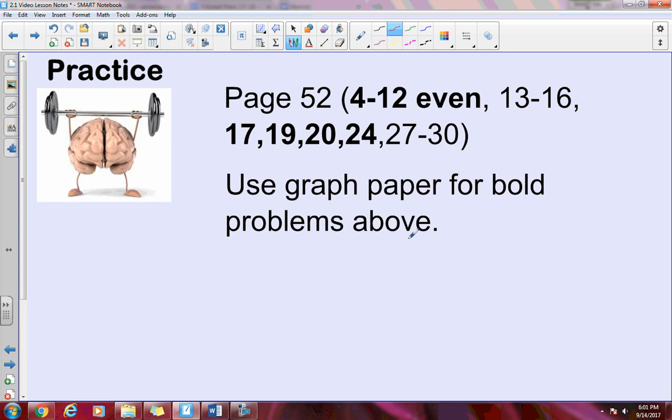Remember, I did post problems 3 and 4 from page 34 from the review. I posted those on Google Classroom, worked out the way I would work them out. So feel free to check those out.